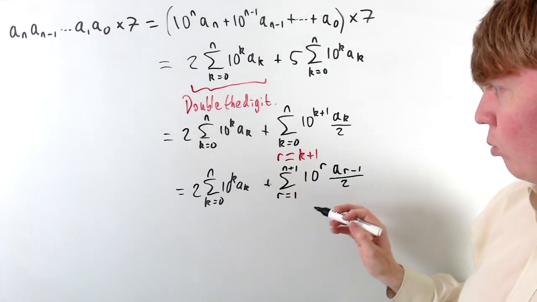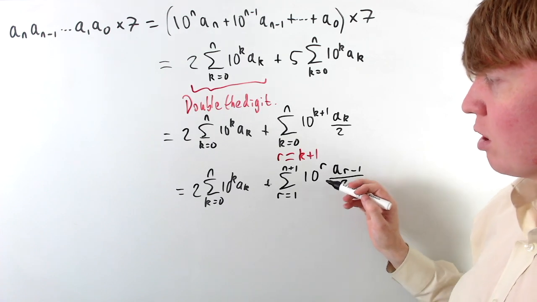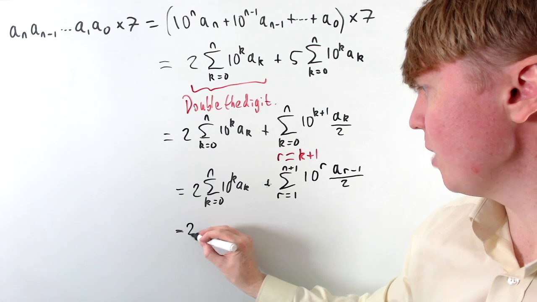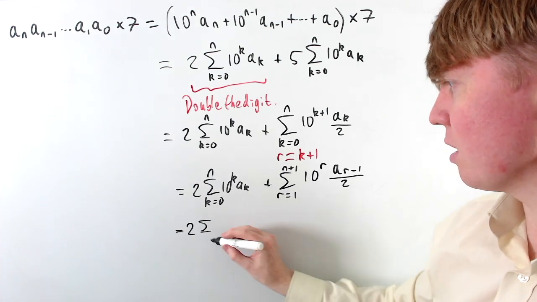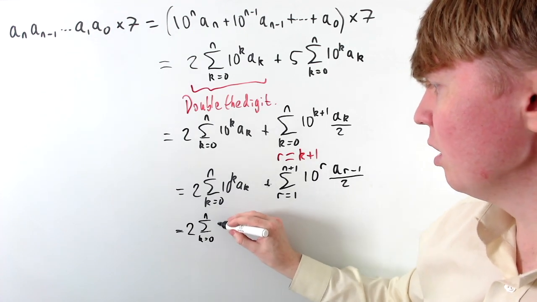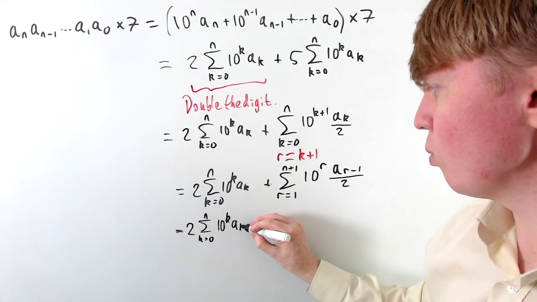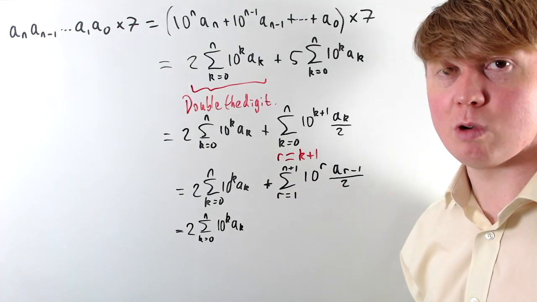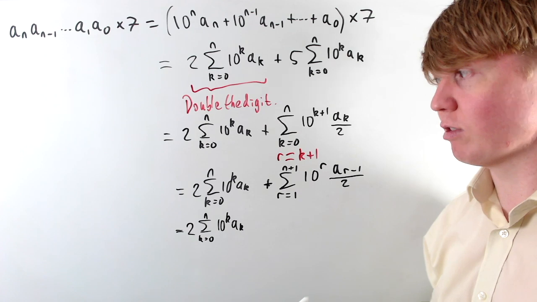But there's still some more work to be done to see what happens here with this rounding down and also adding 5. A nice way to make this work is to split this sum up into the sum where a_(r-1) is odd and the sum where a_(r-1) is even. This gives us a nice way of seeing the two different cases where we either add 5 and where we have to round down.